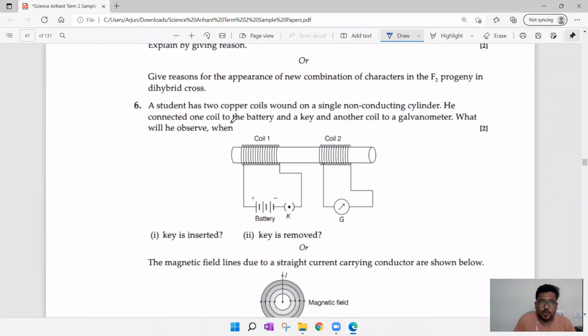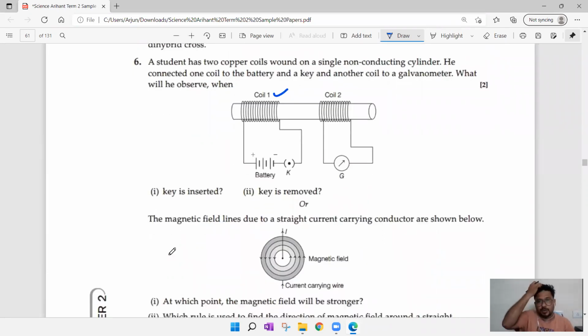A student has 2 copper coils wound on a single non-conducting cylinder. Okay, this is plastic. He connected one coil to the battery. If you see, coil 1 he connected to the battery and a key. And another to a galvanometer. This coil 2 is connected to the galvanometer. What will he observe when: number 1, key is inserted; number 2, key is removed.